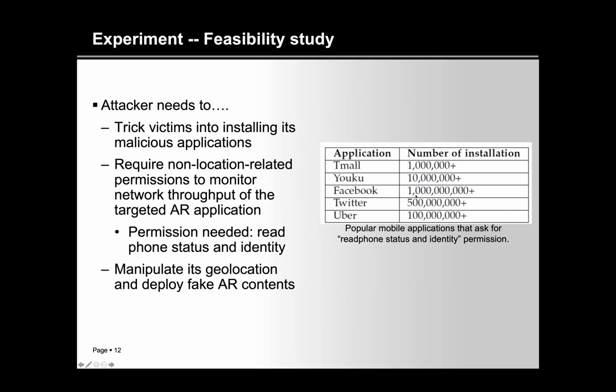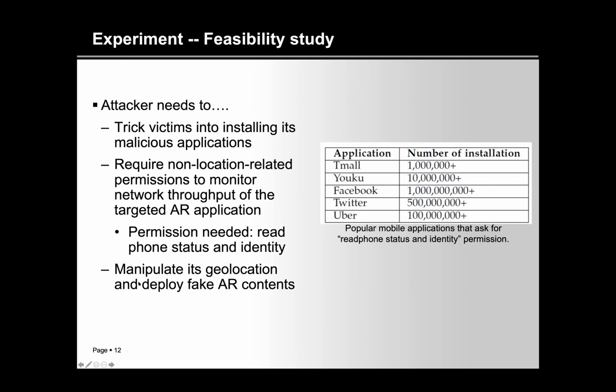You can see from this chart that popular mobile applications asking for the read phone status and identity permission is very common. Most of the applications we found here have a large number of installations. So when the user installs these potentially malicious apps, the user will think they probably just read the phone status. They will not leak your location information. They're not going to read the GPS information.